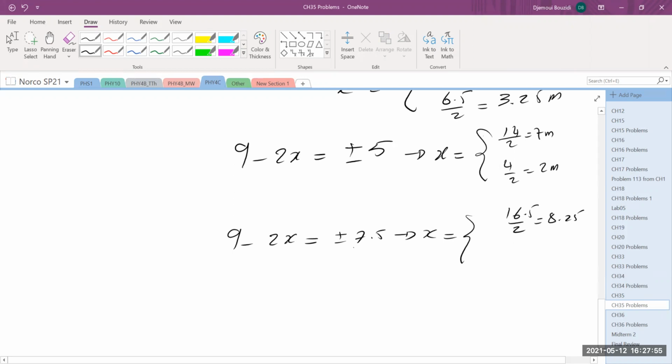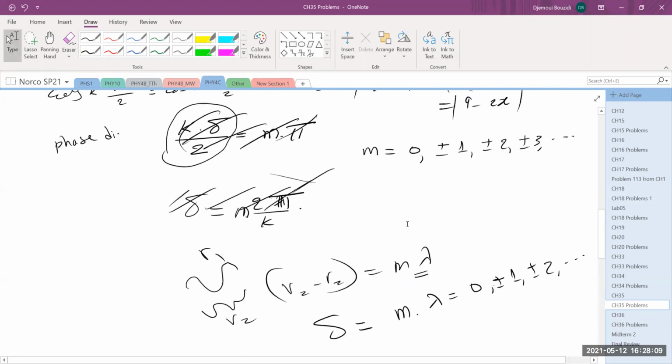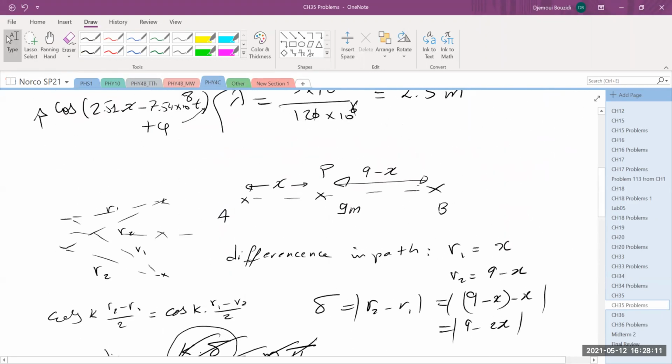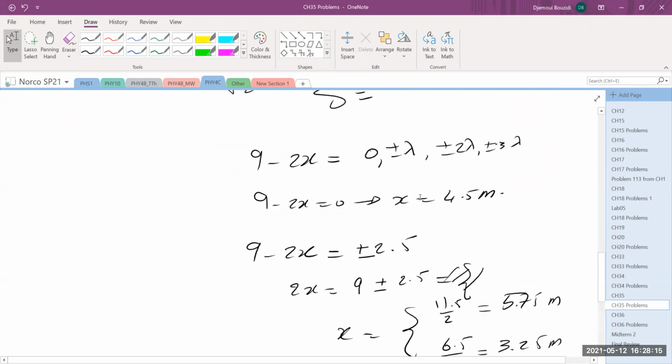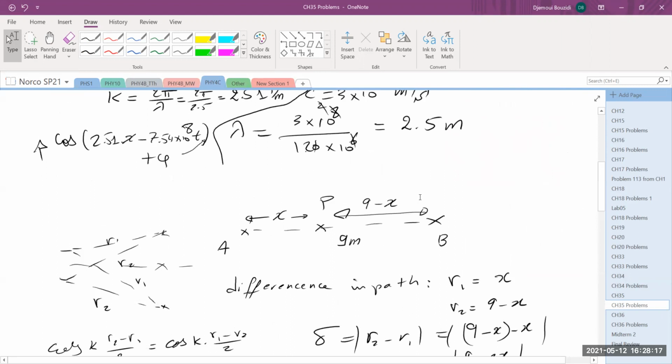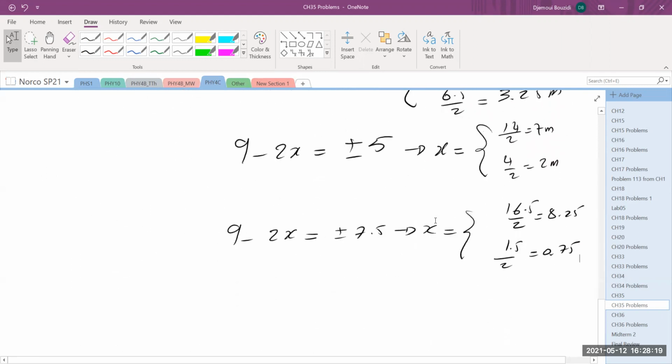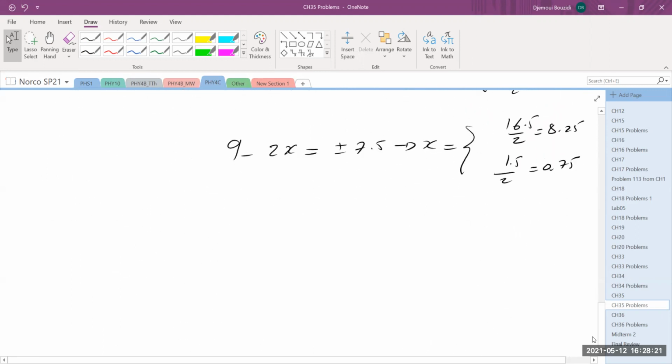And 9 minus 7.5, and that is 1.5 divided by 2, and that is 75 centimeters, basically. So if we are 75 centimeters, then we have also constructive interference, and we are very close from the other one, which is 8.25. We are 75 centimeters from B. That also gives me constructive interference. I think that's it. Let's see here if we can get anything out of the condition for lambda, for m equals to 4.